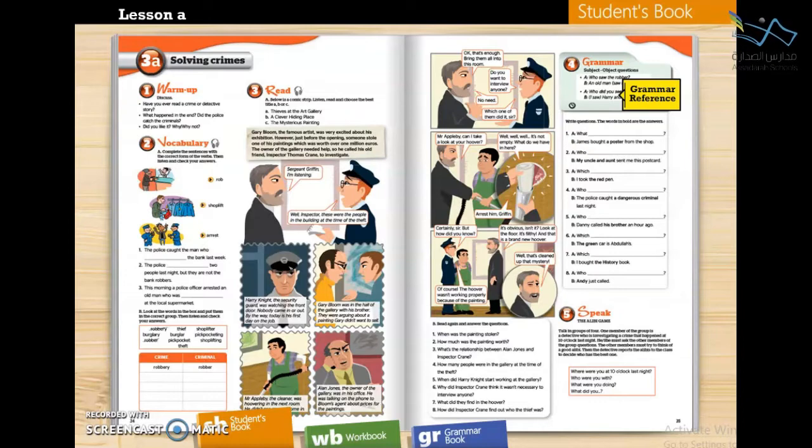This week we're going to start a new Unit 3, and our first lesson is 3A, talking about solving crimes. First of all, we need to define the word solve and also crimes. In our definition, the word solve means to find a solution, explanation, or answer for something, while the word crime is described as an illegal act for which someone can be punished by the government.